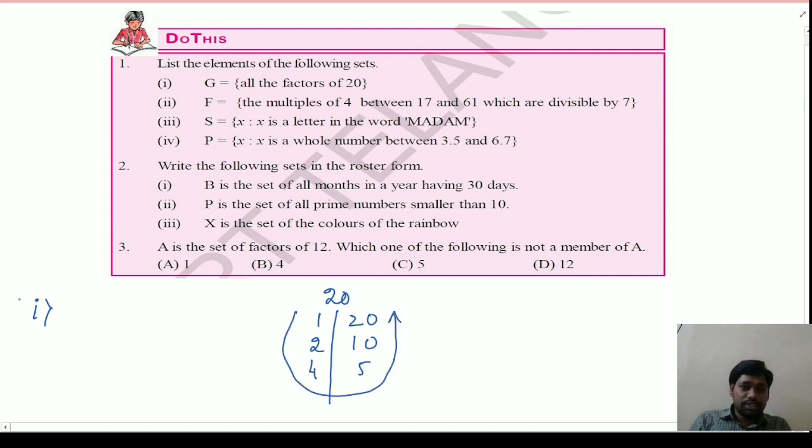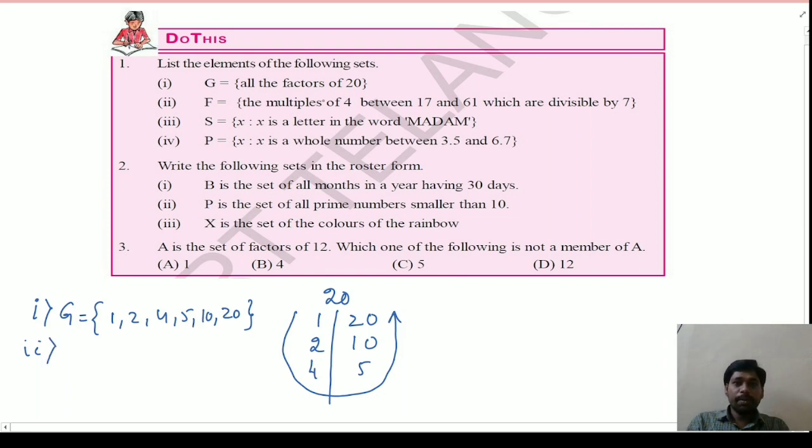So G is a set. We are writing the set in roster form. It is 1, 2, 4, 5, 10, 20. So this is the best method among all. The answer is this.